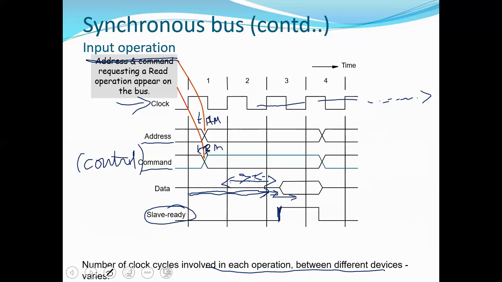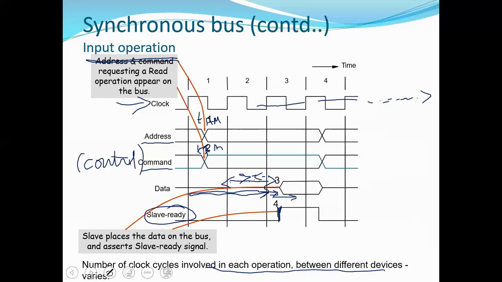Fine. So here, address and command request. The slave places the data in the data bus, the slave ready signal is up, and the master stores the data into its input buffer, the master's buffer. Hope the terms are clear.